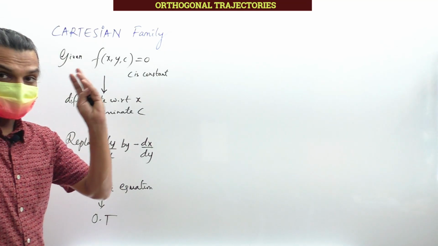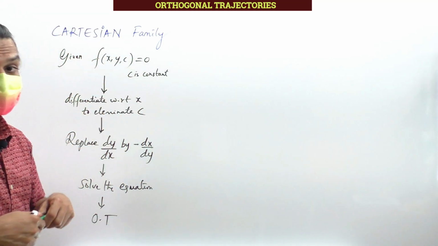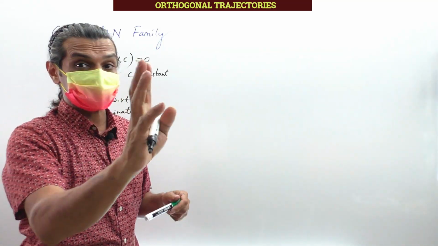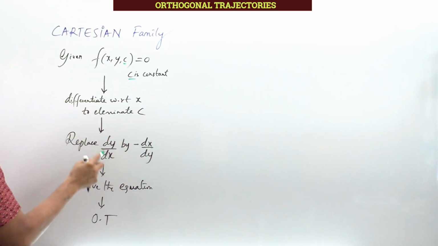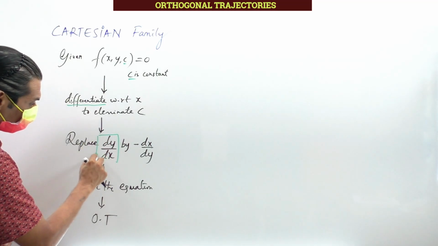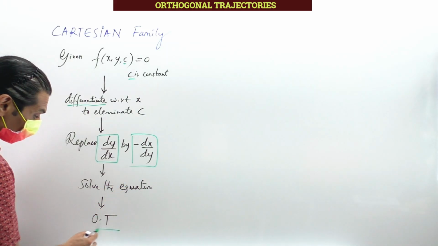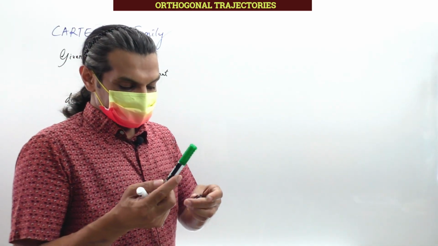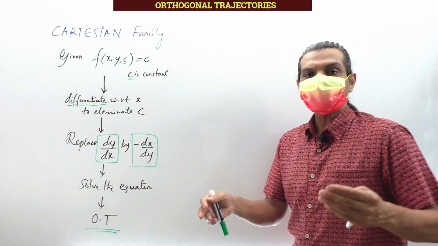So first, the question is given here. The Cartesian equation will be f of x, y comma c equal to 0. Here c is a constant. We need to differentiate to remove the constant first. Whatever constant is given, you are able to remove. So we remove the c here, c is eliminated. Then differentiate. After differentiating, this is the main part: we replace dy by dx with minus dx by dy. Okay, we solve the equation. After solving the equation, we get the orthogonal trajectories. As simple as that. So let's understand this method, a very simple method for solving a problem here.